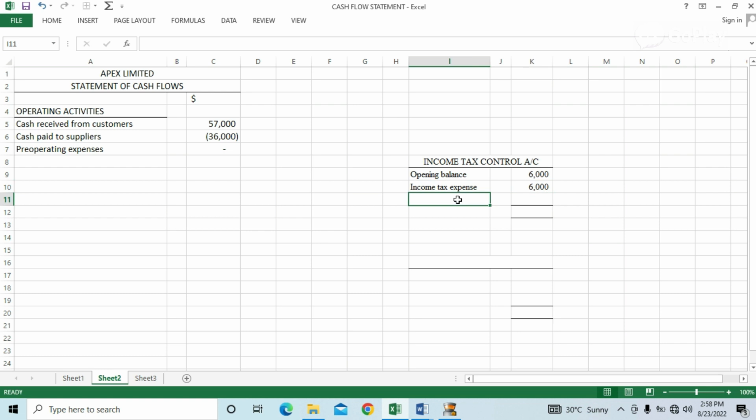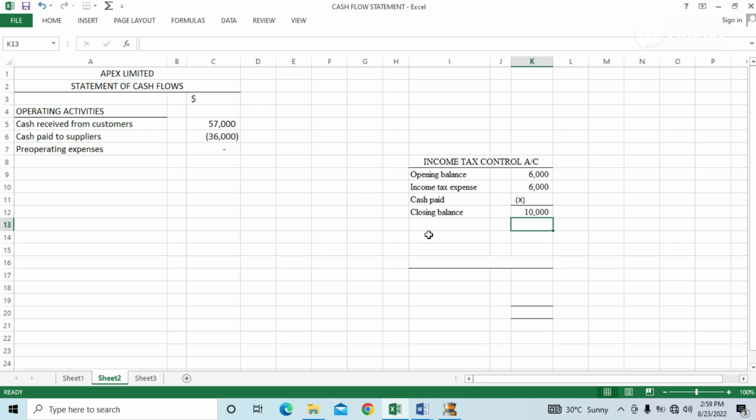Yes, so how much did we pay for income tax during the year? We do not know. So we have cash paid for income tax. That one, we put into brackets as X because we do not know. So then we have the closing balance. The closing balance was the amount under 2020, which was 10,000.